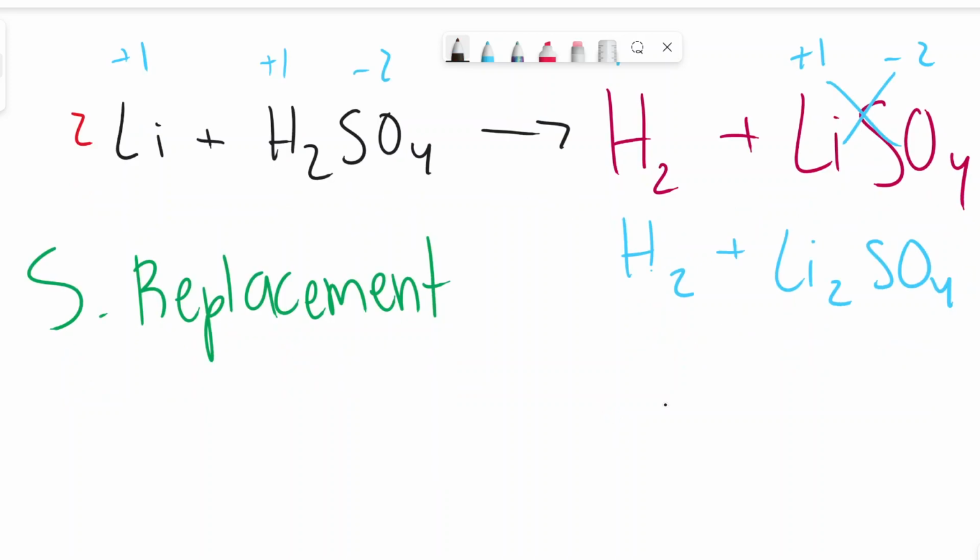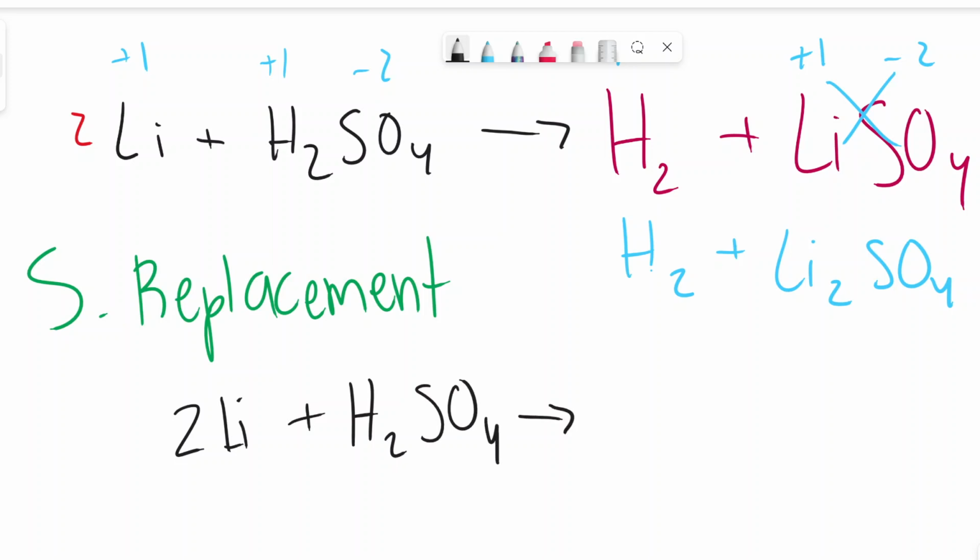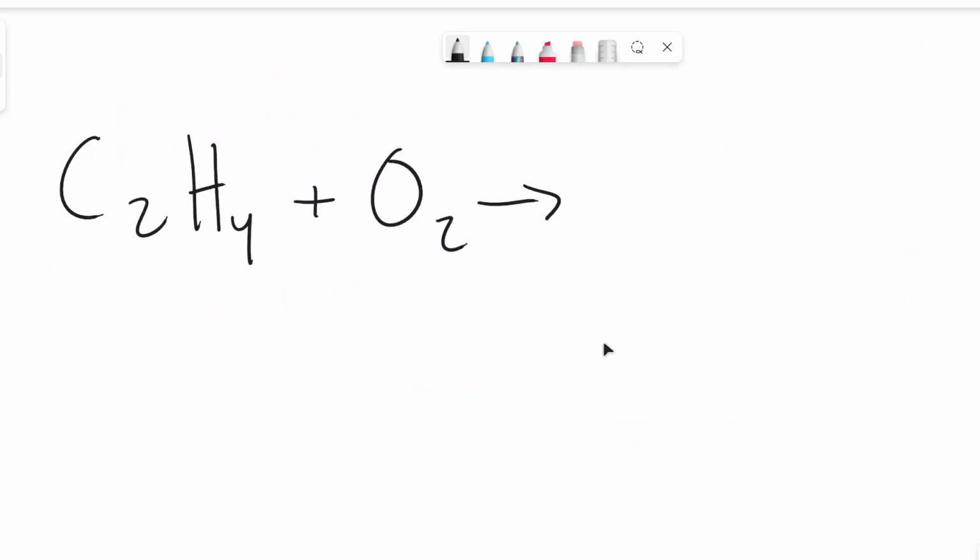Therefore, the correct equation is going to be 2 lithium plus sulfuric acid yields hydrogen and lithium sulfate, like so. For our final example, we'll have ethylene and oxygen yields blank.